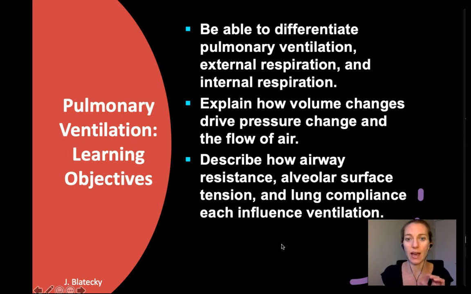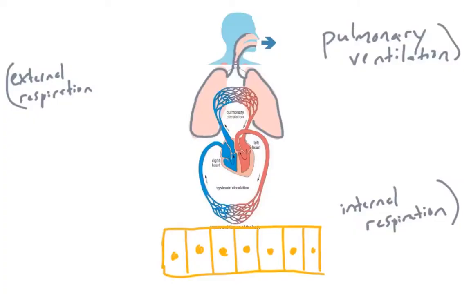And then looking at three factors that are going to influence how easily we breathe. Those are going to be airway resistance, alveolar surface tension, and then a phenomenon called lung compliance. Pulmonary ventilation is very much the process of what we think of as breathing, right? Where we're actually taking in oxygen molecules, we're inhaling, and we're breathing out mostly CO2. So that, again, is this idea of pulmonary ventilation, inhalation, and exhalation.